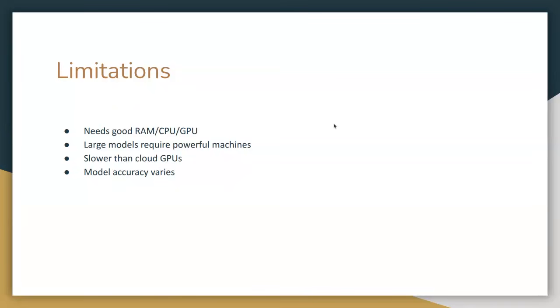Model accuracy varies. It's not only about Ollama, it's about LLMs overall. Whatever model you choose, whether it's OpenAI or any sub-version of another OpenAI model, the accuracy of the response will always differ. So it always varies. It's actually not a limitation, but yes, it should be mentioned.